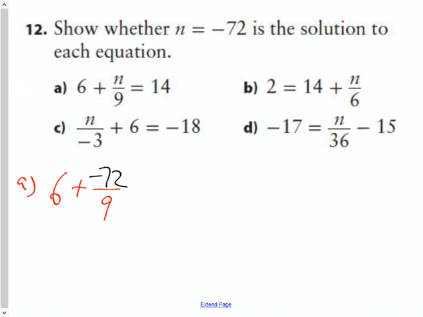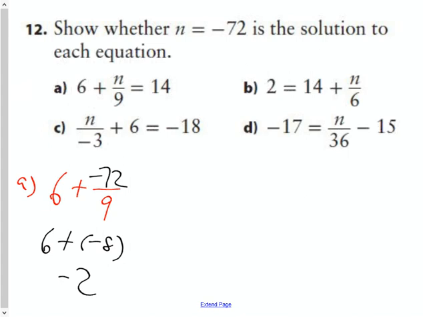But you would get 6 plus a -8. Is that right? Did I copy that down right? Yep. And it would be -2. So if n was -72, this number over here should be -2, and it's not. It's 14. So therefore, we can say no.